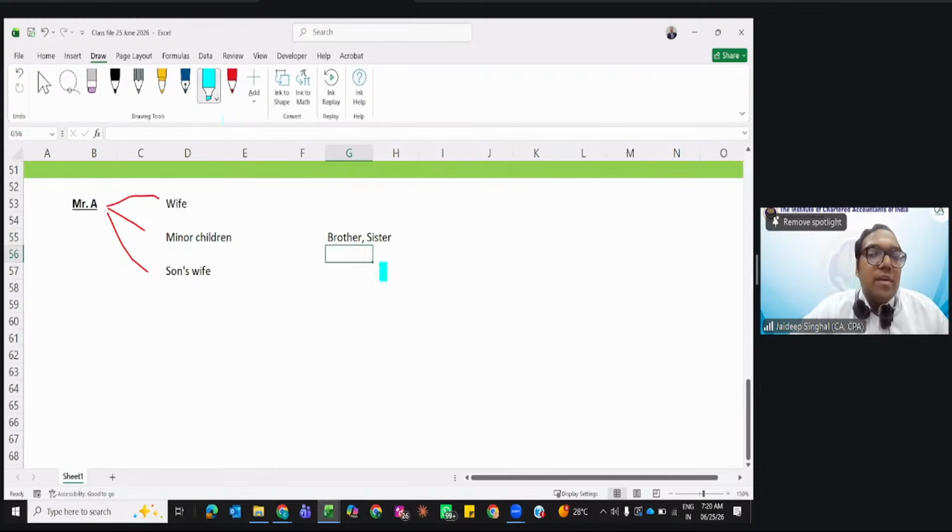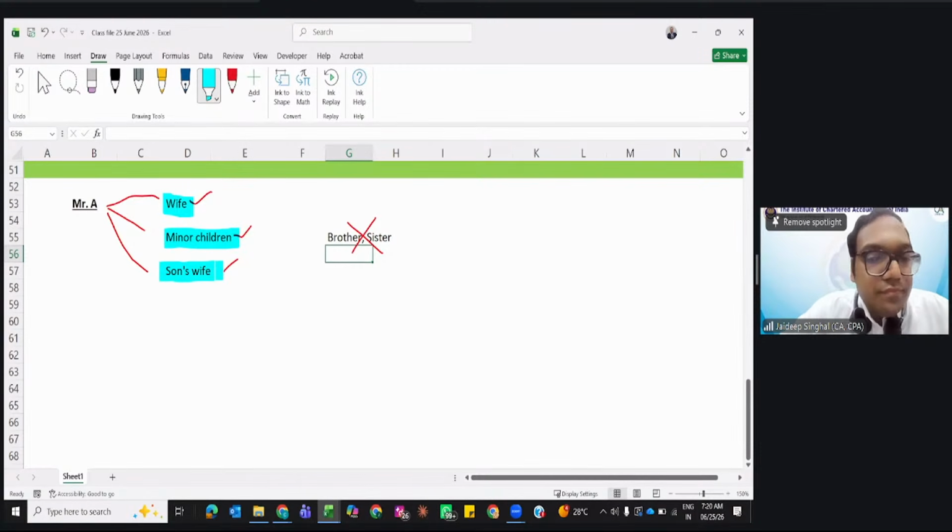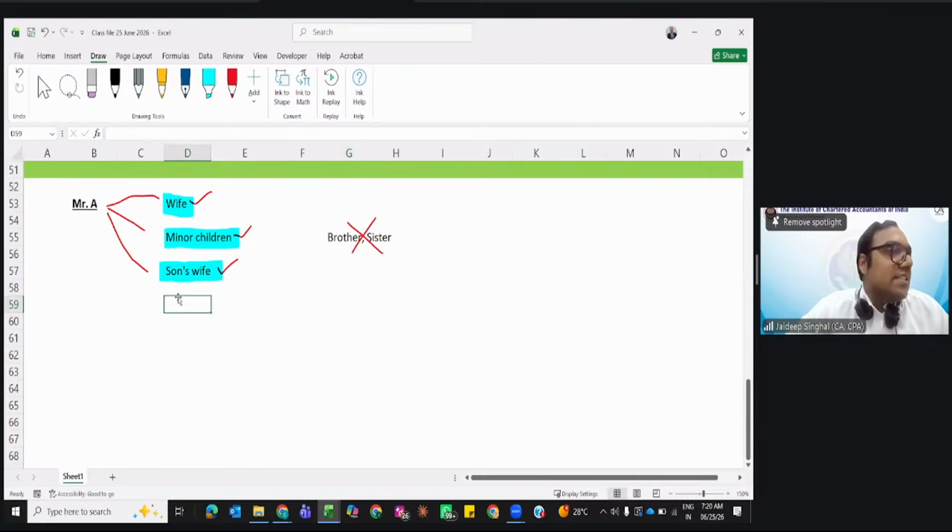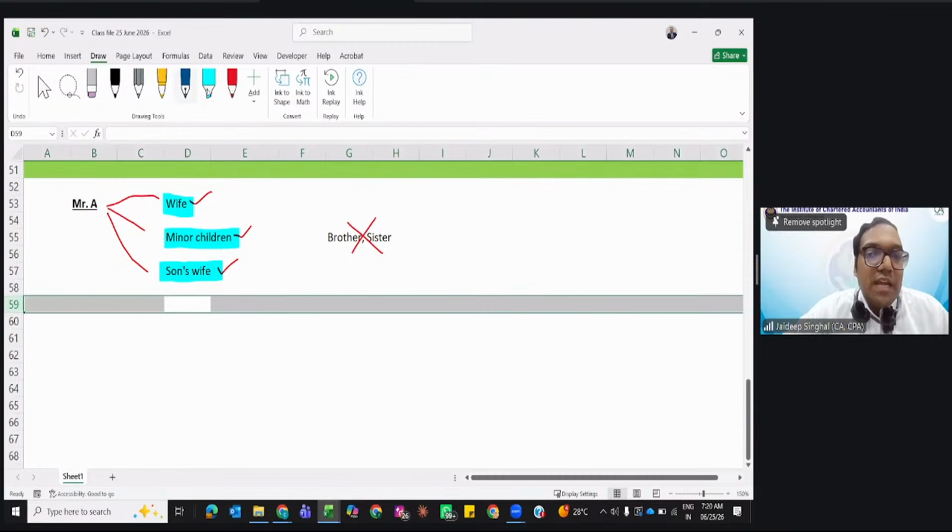So here the planning is somewhat less possible, whereas in the other cases the planning is possible. So in these three cases, the clubbing provisions will apply. We will discuss them in detail in the entire session today. Don't worry. So these are the three persons where the clubbing provisions will apply.